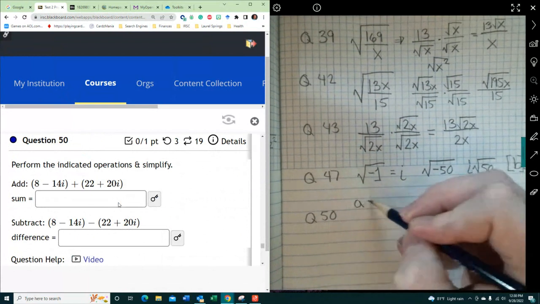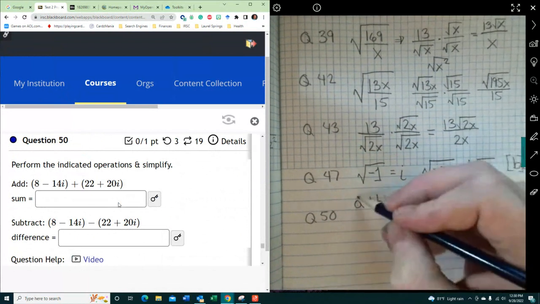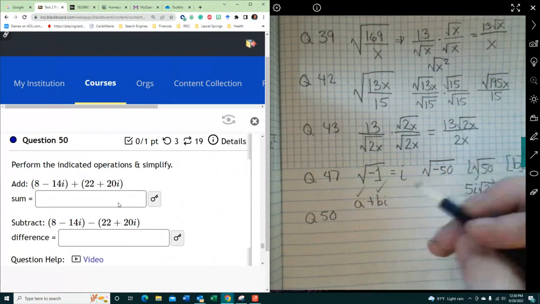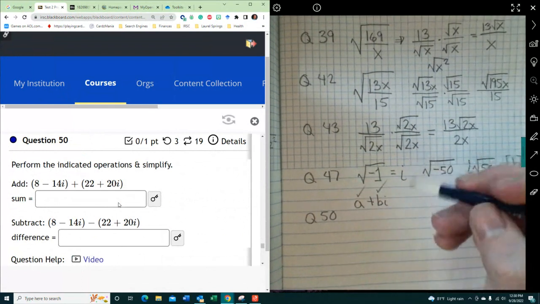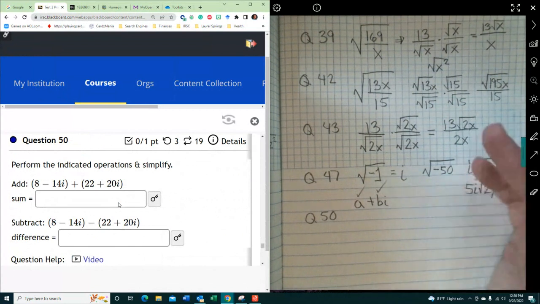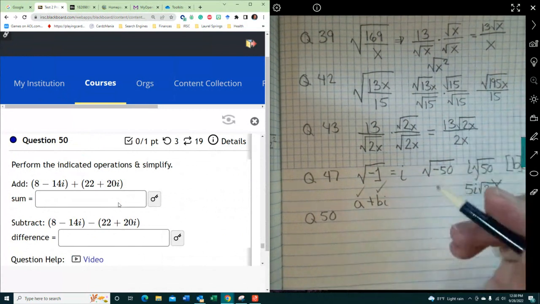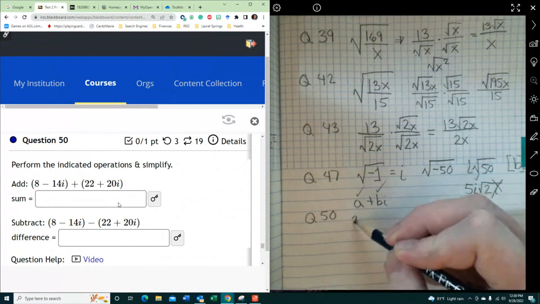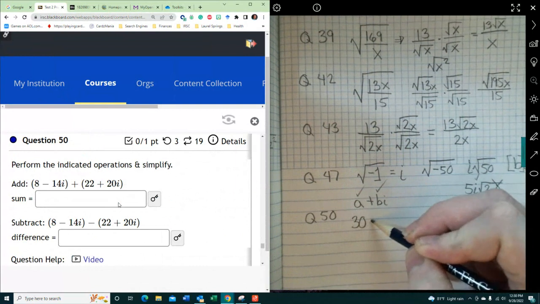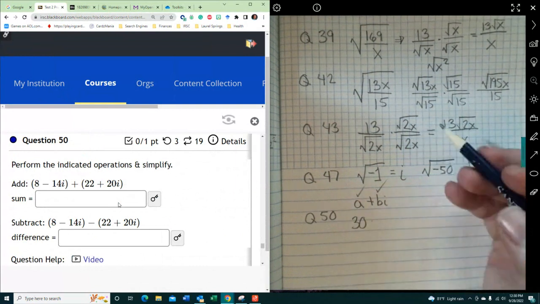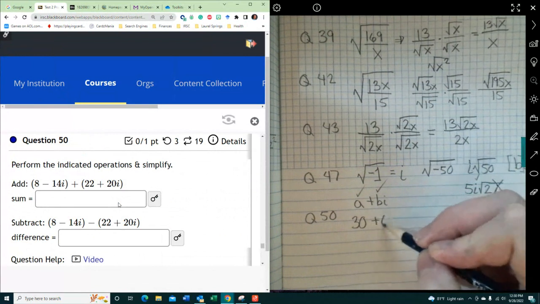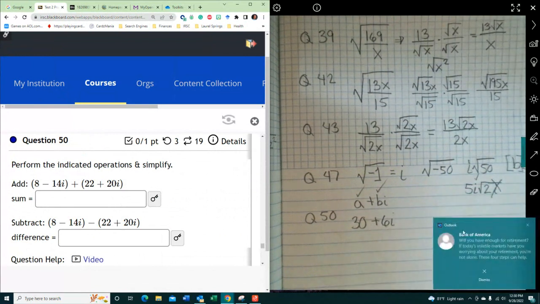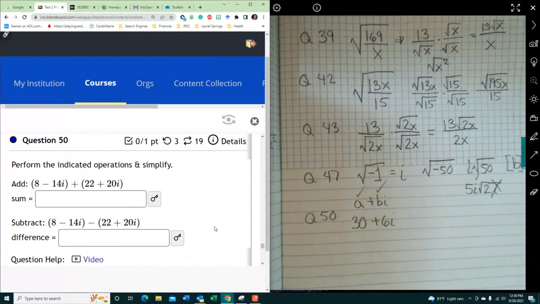Now, in that concept of a plus bi, this is the real part, and this is the imaginary part. That's what this is all about. When we see numbers, we just add them together. When we see the imaginary i, we put those together. So when we're looking at this, we see 8 plus 22 is 30. We can add them in our heads. And then negative 14 added to 20 is 6, so we're going to get 6i. And there you go, there's our answer. Look at that, I did that all mentally.